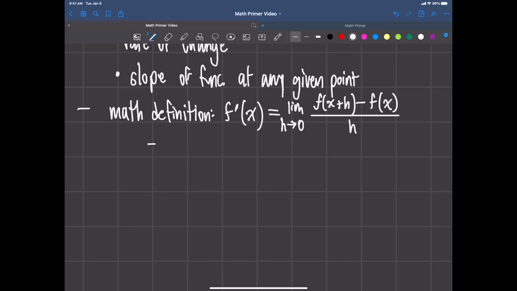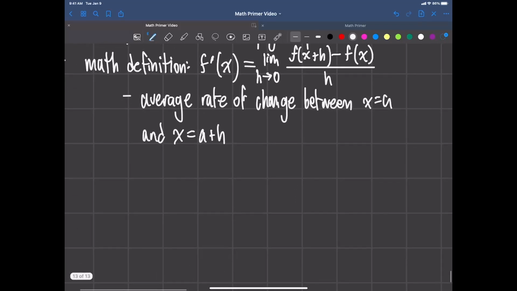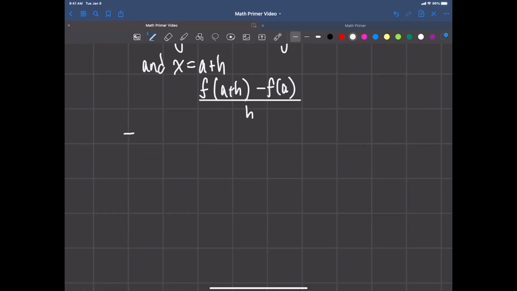How do we understand this? The average rate of change between 2 points, the points being x equals a and x equals a plus h, is given by f of a plus h minus f of a over h. We also know that the instantaneous rate of change is when h is infinitesimally small.